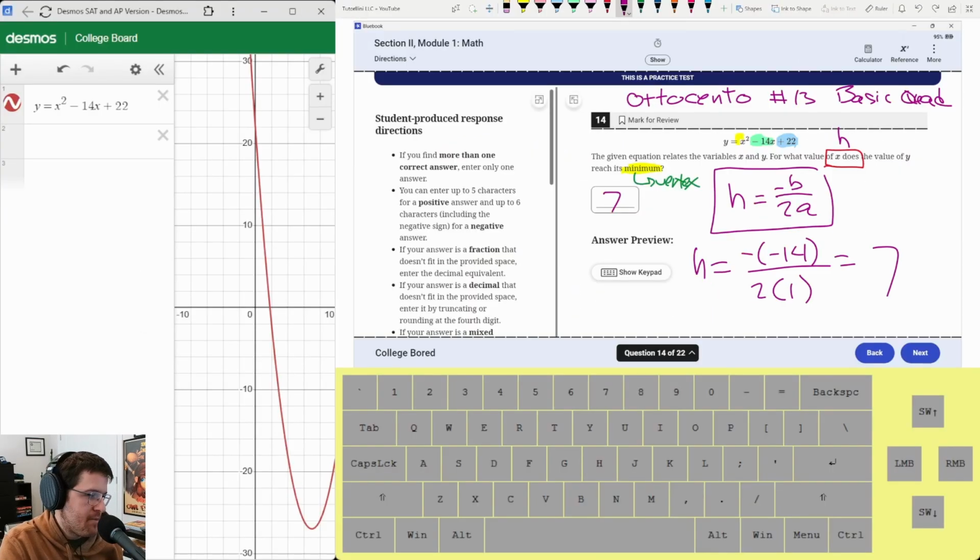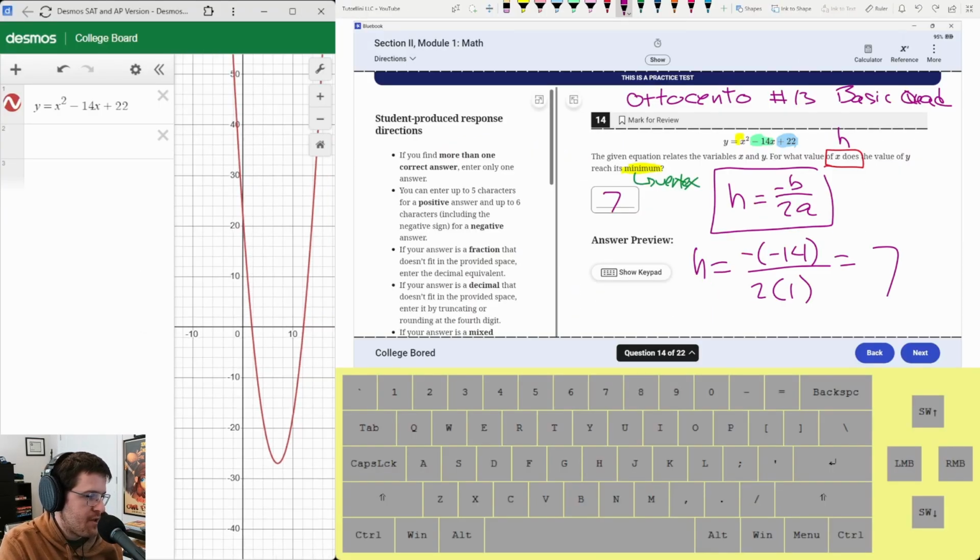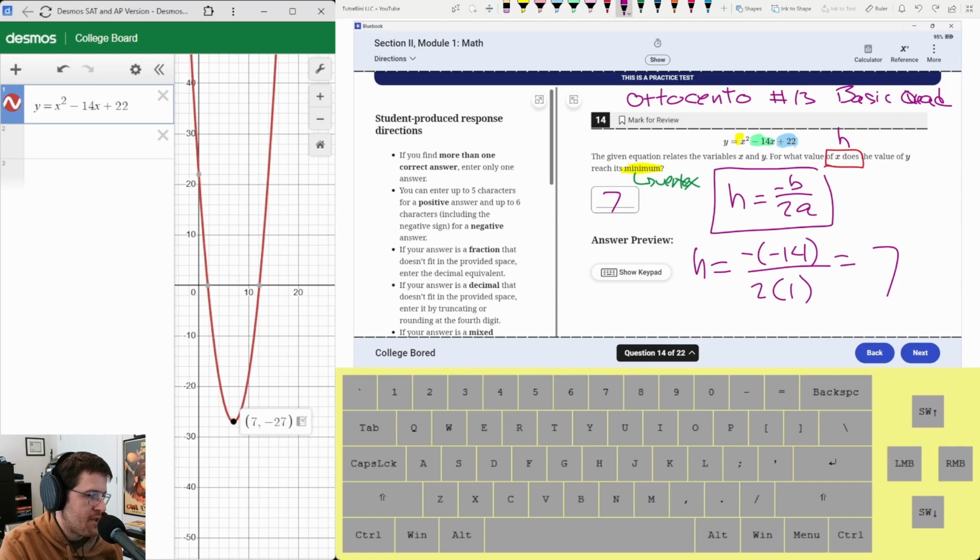All right, so I typed in the function, and now I'm just going to zoom out and look where the vertex is. I'll double click on it. How about I even label it? And it's 7 comma negative 27. Because it says what value of x, I need to pick 7. If it said what is the minimum value of the function, then it wants to know the y value. So I would pick negative 27. But for this one, we wanted 7.